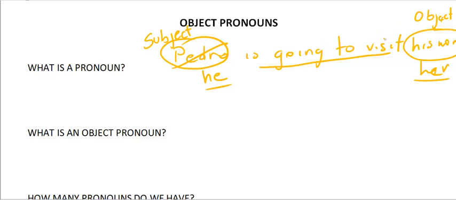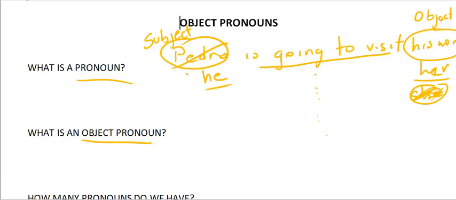In English, you cannot say he is going to visit she, right? That is incorrect. Why is that incorrect? Because she is a subject pronoun, not an object pronoun. So in Spanish something similar is going to happen. The object pronouns are not exactly the same as the subject pronouns. They have their own form and they have a different function in the sentence. They replace the one who receives the action of the verb. So that's what an object pronoun is. Now you know what's a pronoun and what's an object pronoun.